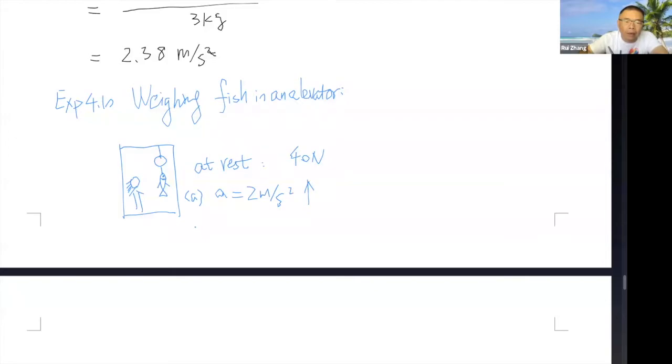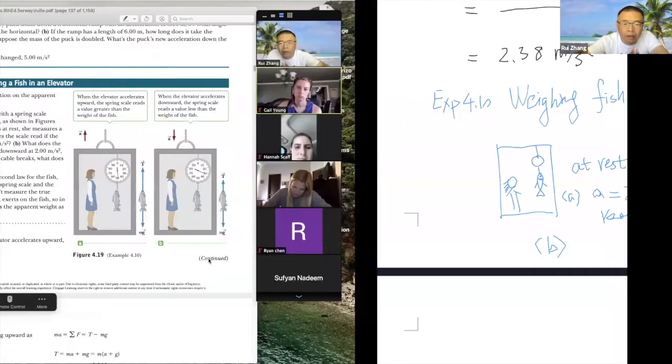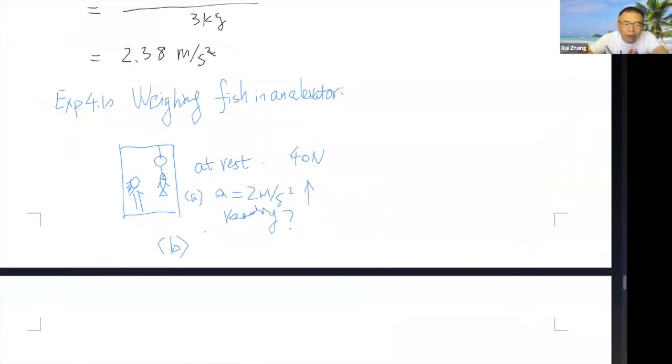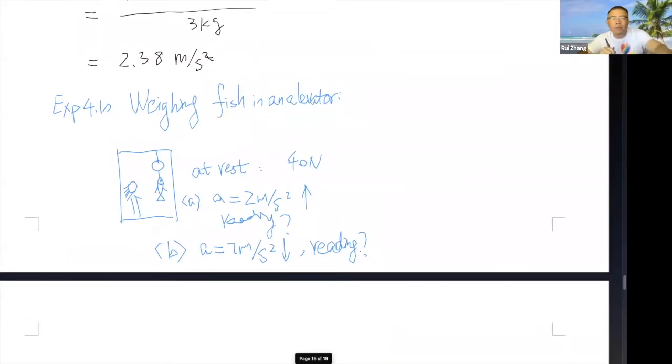And then B, reading. I apologize for my writing. I need to definitely check my pen. I think there's something wrong with it. And then going down with 2 meters per second squared, going downward, reading. Okay, so these are the two cases.